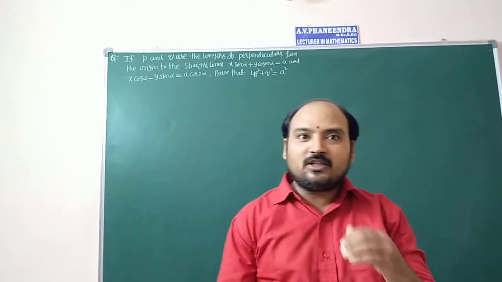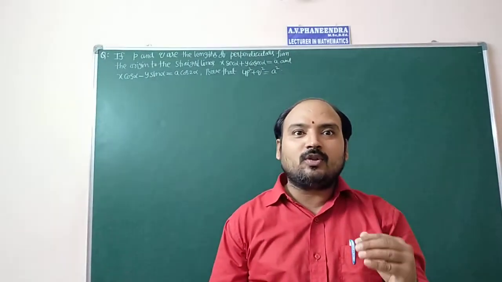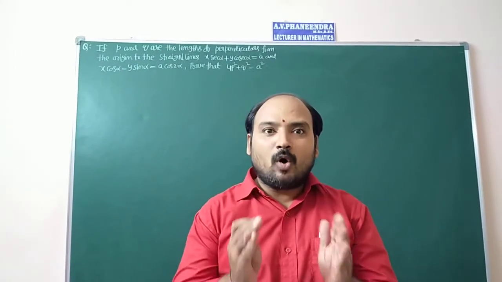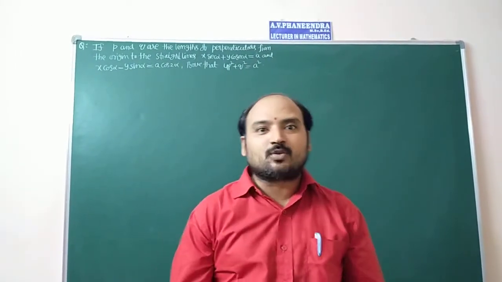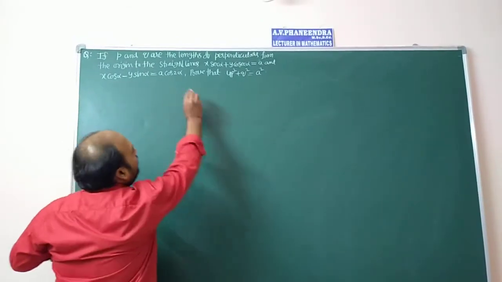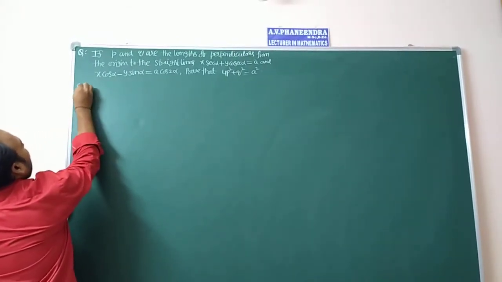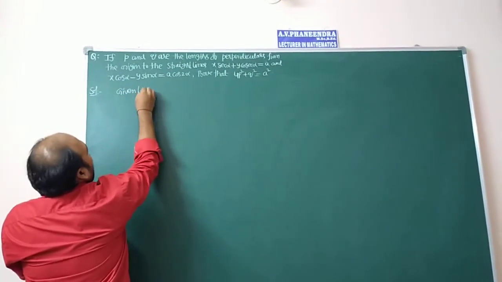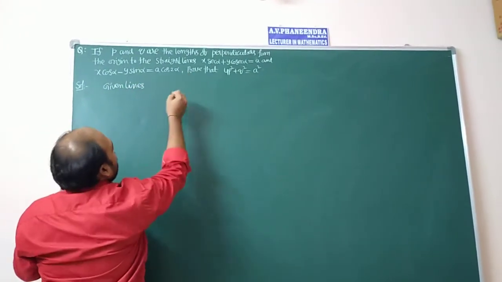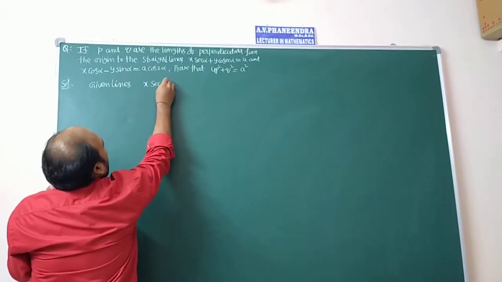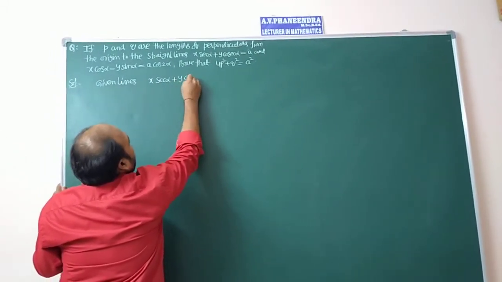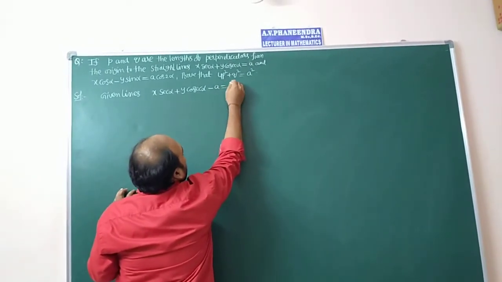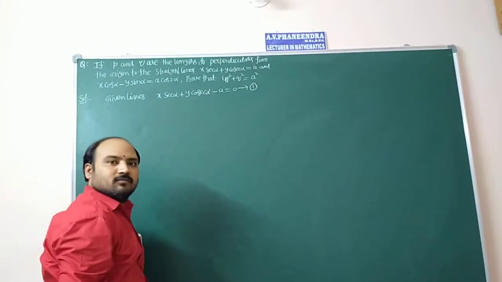We know that the length of perpendicular from origin to the line ax plus by plus c equal to 0 is mod c by root of a square plus b square. First, these are the two given lines we have to write. First line is x secant alpha plus y cosecant alpha, and here we can also take a to this side, minus a equal to 0. Keep that as equation number 1.